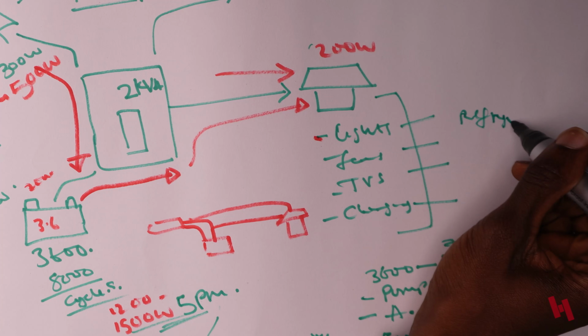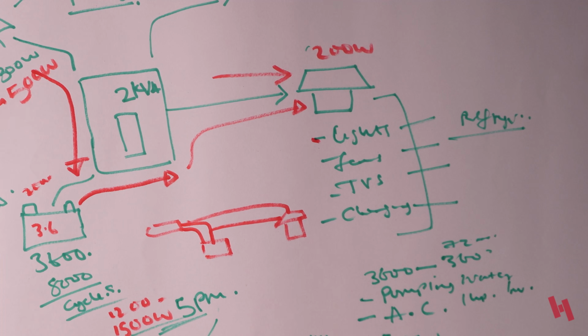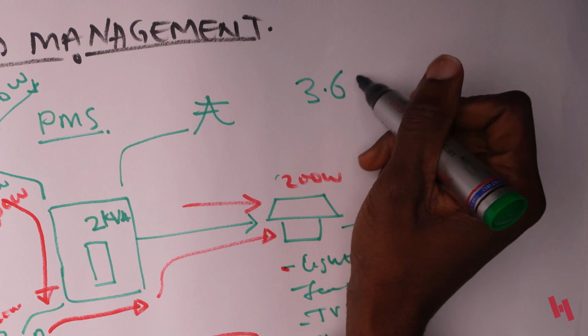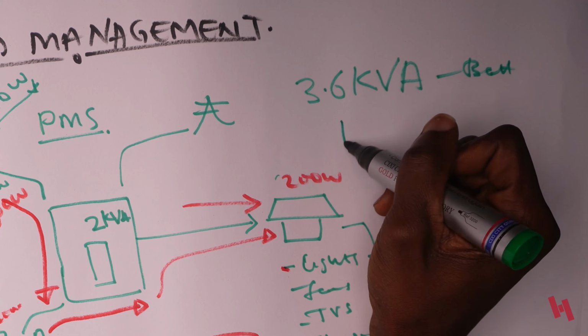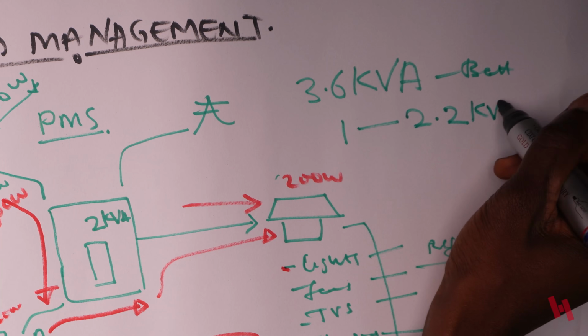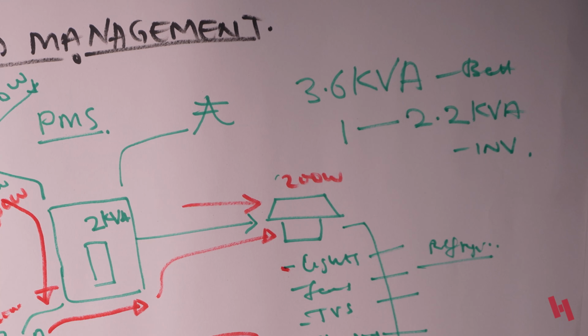Don't allow your refrigerator to come down. If you have 3600 and above, your fridge is supposed to stay on steady. It's not much of a problem. However, if you want to do extra load management, you can decide to turn it off. But most fridges consume less than 100 watts. So this is the kind of load management you can do on any system that is 3.6 kVA in terms of battery and 1 to 2.2 kVA in terms of inverter. This is the best load management you can do.